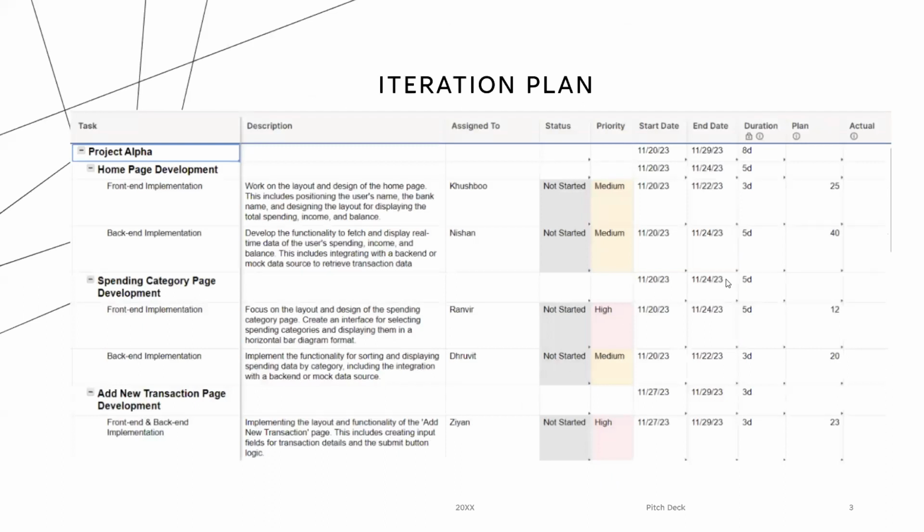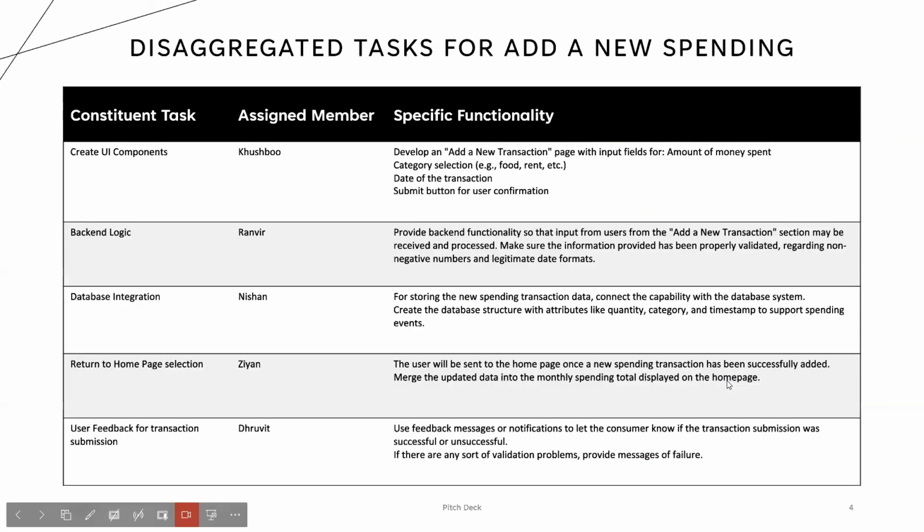We focus on 3 pages using the money application. The first is homepage development, then the spending category page and the add a new transaction page. Each of us will work from backend to front end over the following week. For add a new spending, Kushbu works on the contribute tasks, and she gives each of the 5 members a task. Kushbu is going to explain each part.